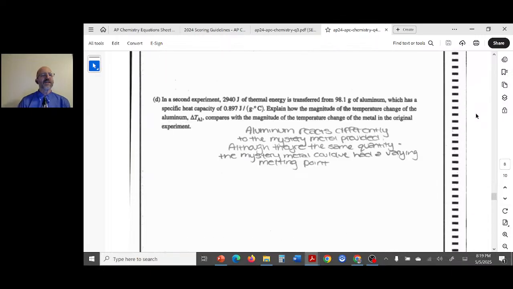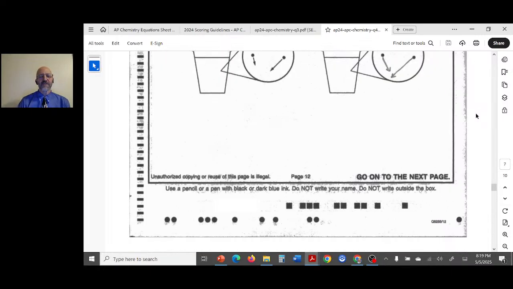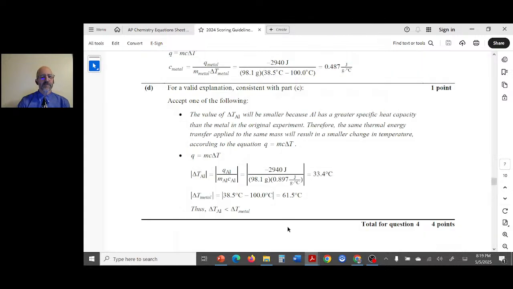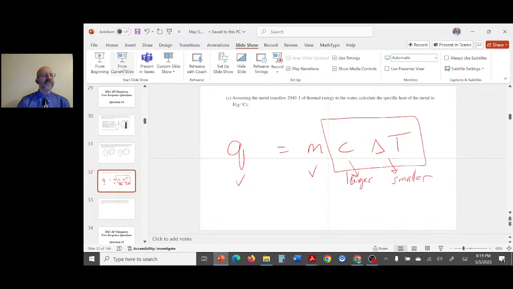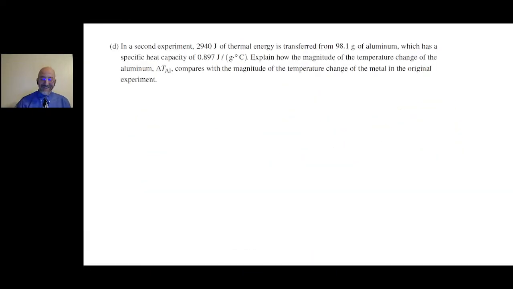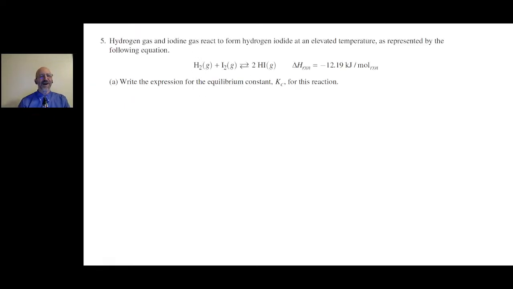Okay, that was question 4. Let's move on to question 5 from the 2024 AP Chemistry exam. Hope you're finding this helpful. Again, the common mistakes, I'm just trying to call your attention to them. Or maybe even make some mistakes myself. Okay, this is question 5.